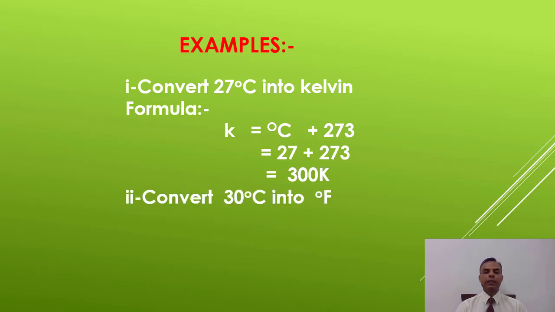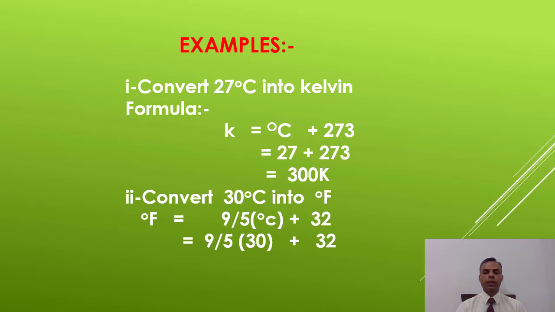Secondly, convert 30 degree Celsius into Fahrenheit. We have the formula to convert Celsius into Fahrenheit: Fahrenheit is equal to 9/5 Celsius plus 32. By putting the value of Celsius in this formula, 9/5 into 30 plus 32. By calculating, 54 plus 32 is equal to 86 Fahrenheit.